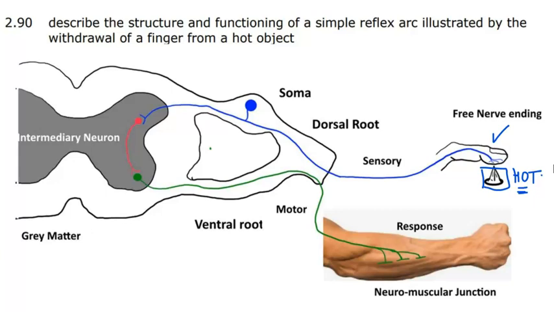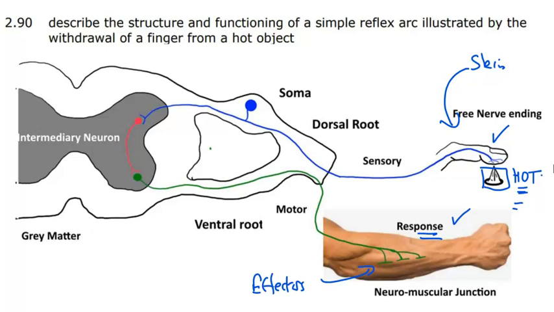And so we can see down here we've got the muscles of the arm, and those muscles are our effectors. So the receptor is here, which is the skin, and the effectors are the muscles of the arm, and their contraction is the response as the arm is pulled away and pulls the finger away from the hot object.